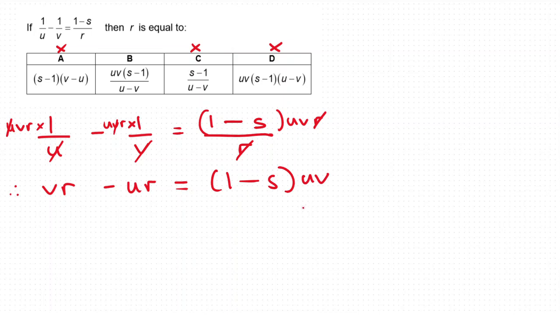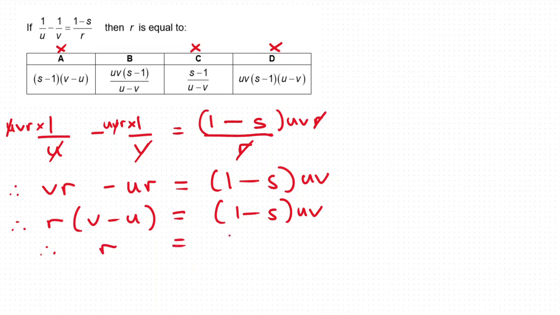Do we need to multiply that out? Probably not. We're looking to just isolate R. All the R terms are on the left-hand side. If I factor out the R, I get R times V minus U equals 1 minus S times UV. Therefore, to isolate R, I divide by the bracket V minus U. So it's going to be 1 minus S times UV over V minus U. The closest example to that is B.